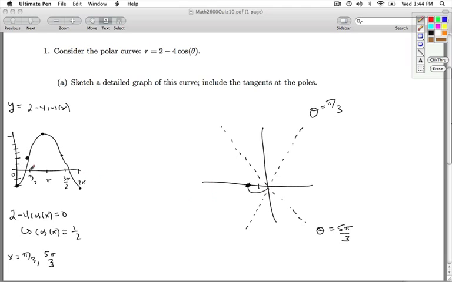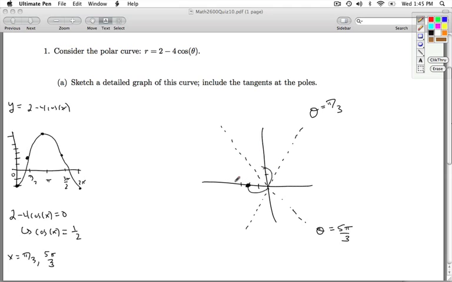From pi over 3 to pi over 2, the r value goes from 0 back up to 2. Since it's positive, I'm going to be graphing in this region of the plane. So I'm going to come in and go through that point. Crosses there. From pi over 2 to pi, the radius goes from 2 out to 6. So from pi over 2 to pi, I'm going from 2 units out from the pole to 6 units out.